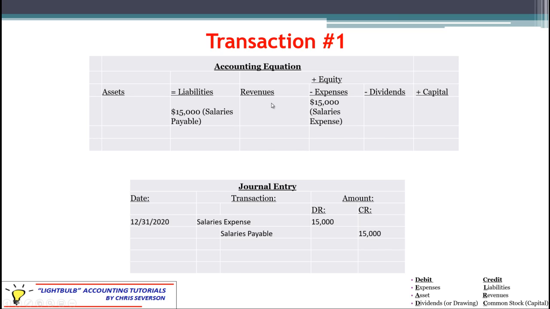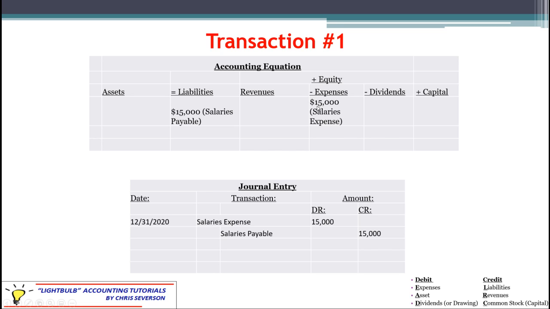So for this particular journal entry, we know we owe them money down the road. We owe them $15,000 on payday, so we're increasing a liability for salaries payable. We also know that we've used up their benefit. We've used up the benefit of their work to help us to generate revenue throughout this period. Using up their benefit is an expense. Anytime you use up a benefit, that's an expense.